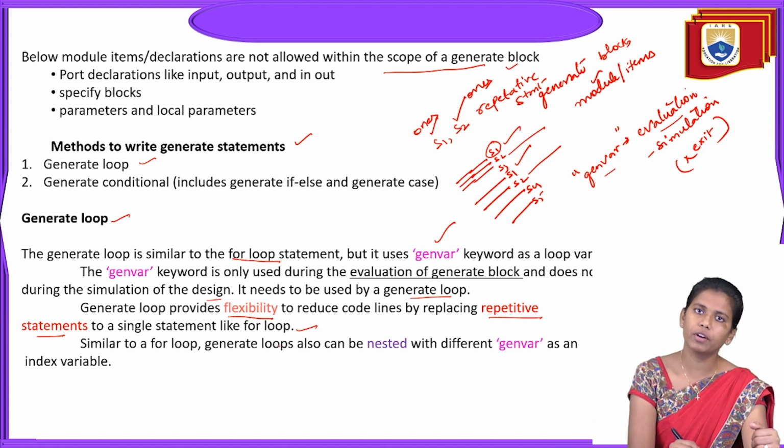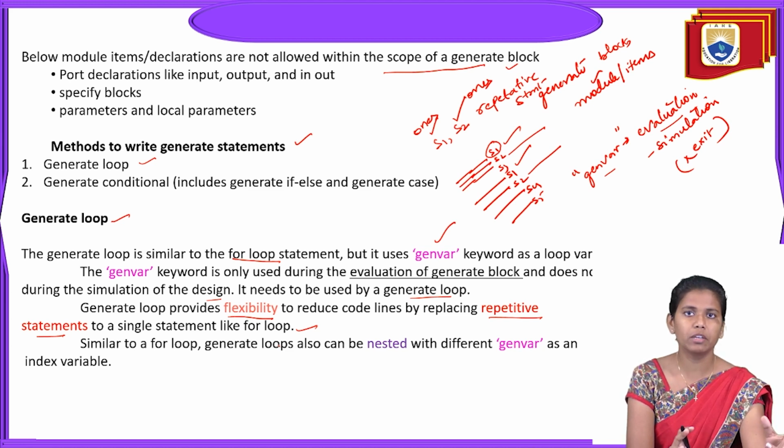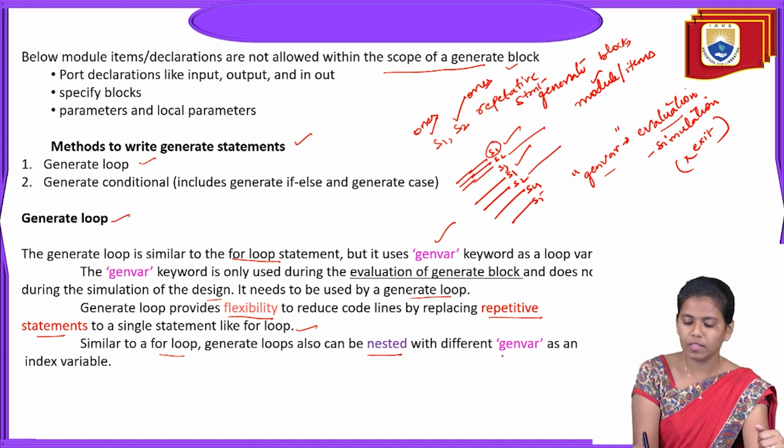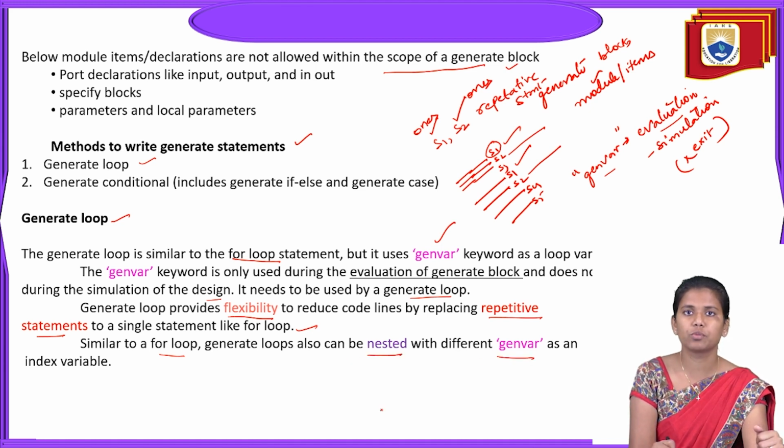As we know, in the for loop as well, if the statements are repeating, we consider all the repetitive statements together as one statement and then simulate it. The same is observed in the generate loop as well. Similar to a for loop, the generate loop can also be nested, with different genvars as index variables.